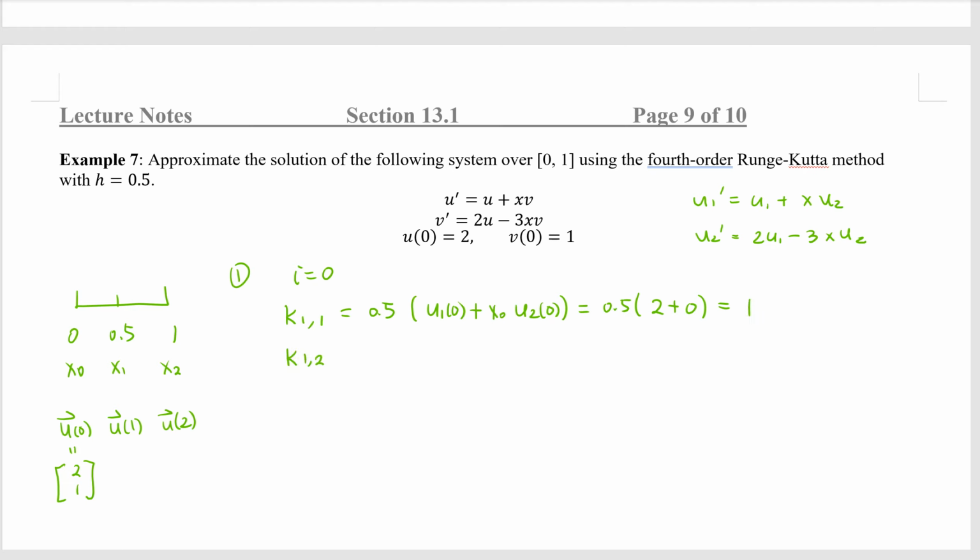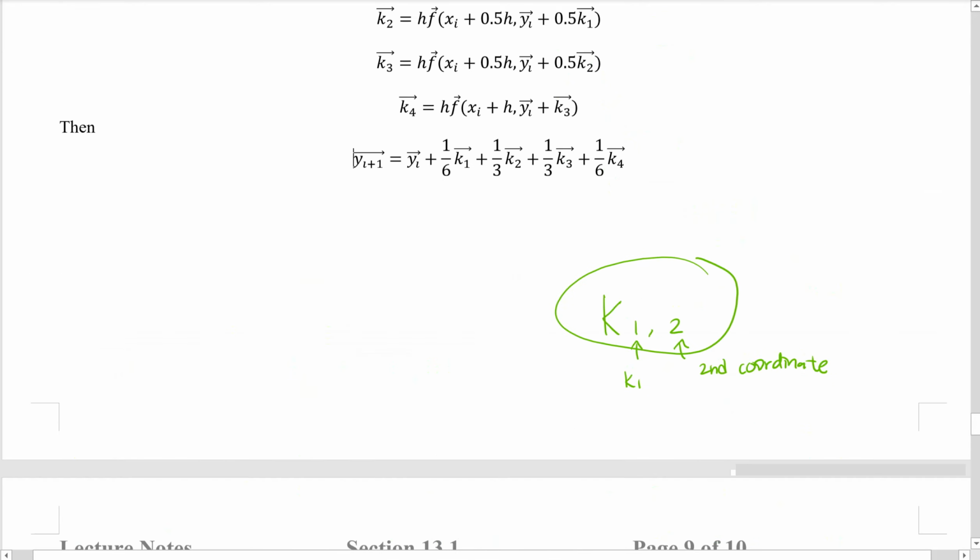k1,2, the second coordinate of k1, is 0.5 times f2. f2 is 2 times u1 of 0 minus 3 x0 u2 of 0. Okay, that's 0.5 times, u1 of 0 is 2, and x0 is 0, so that term is gone. So this is just 2. So far, so good? Okay, so those are the two coordinates of k1. Now we do k2. What is the formula for k2?